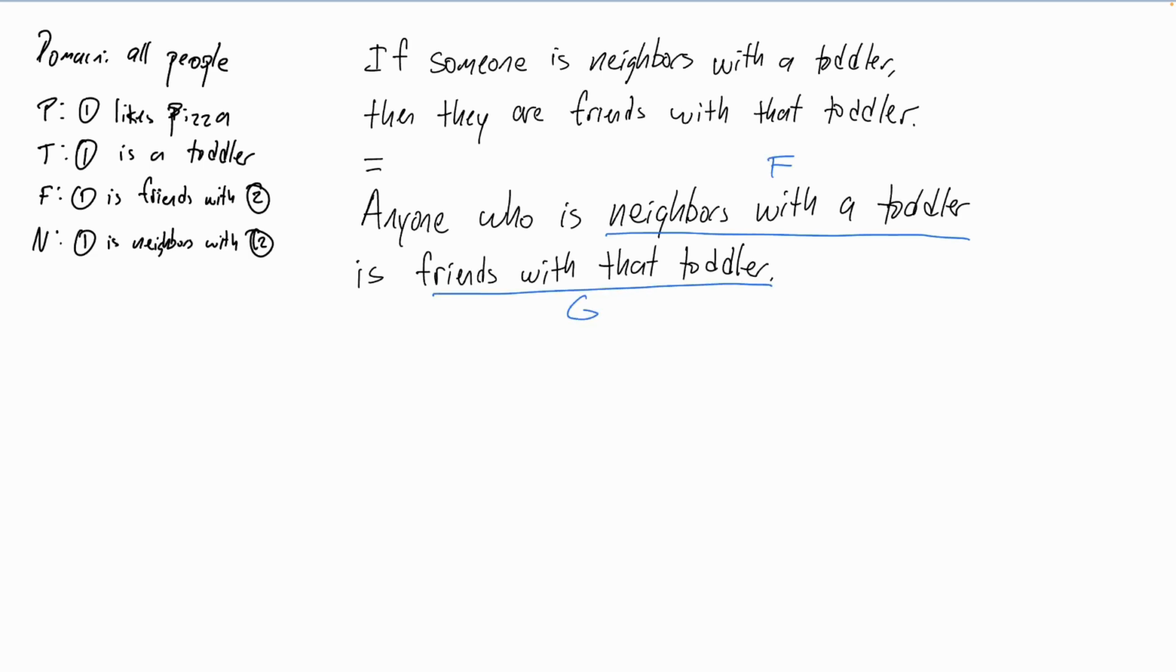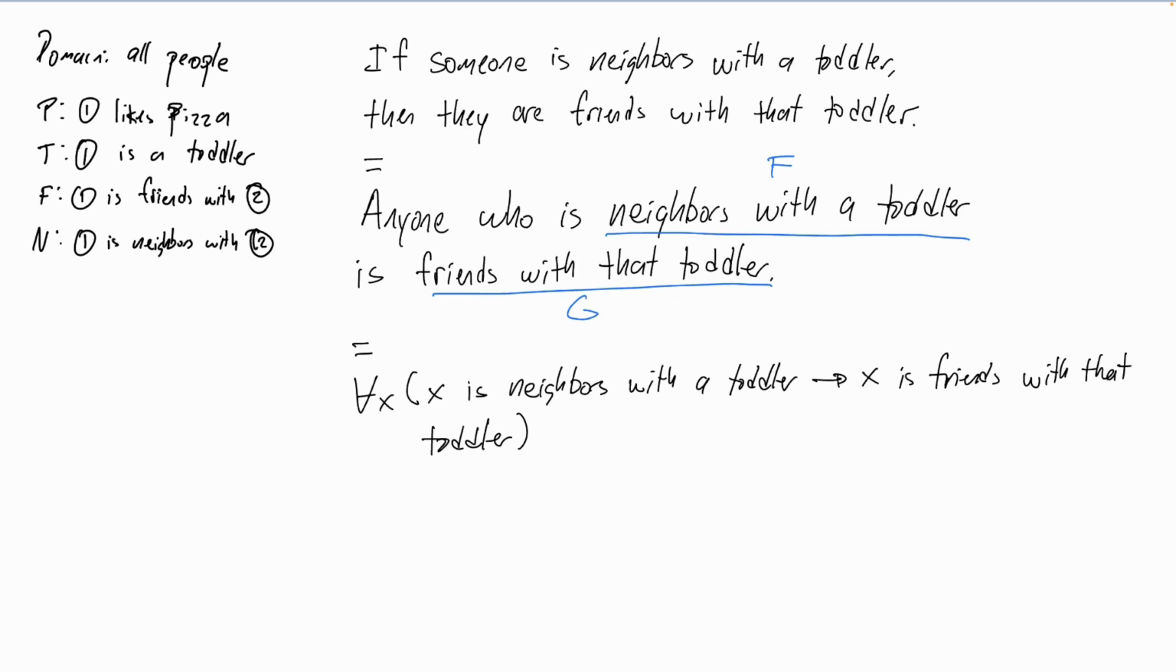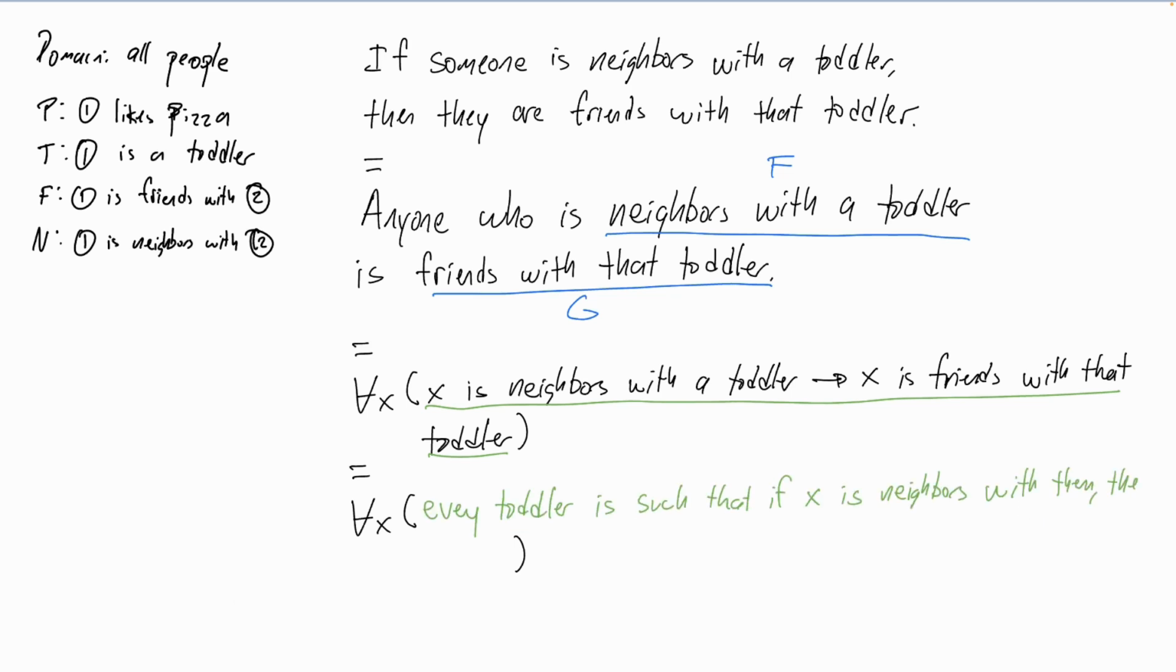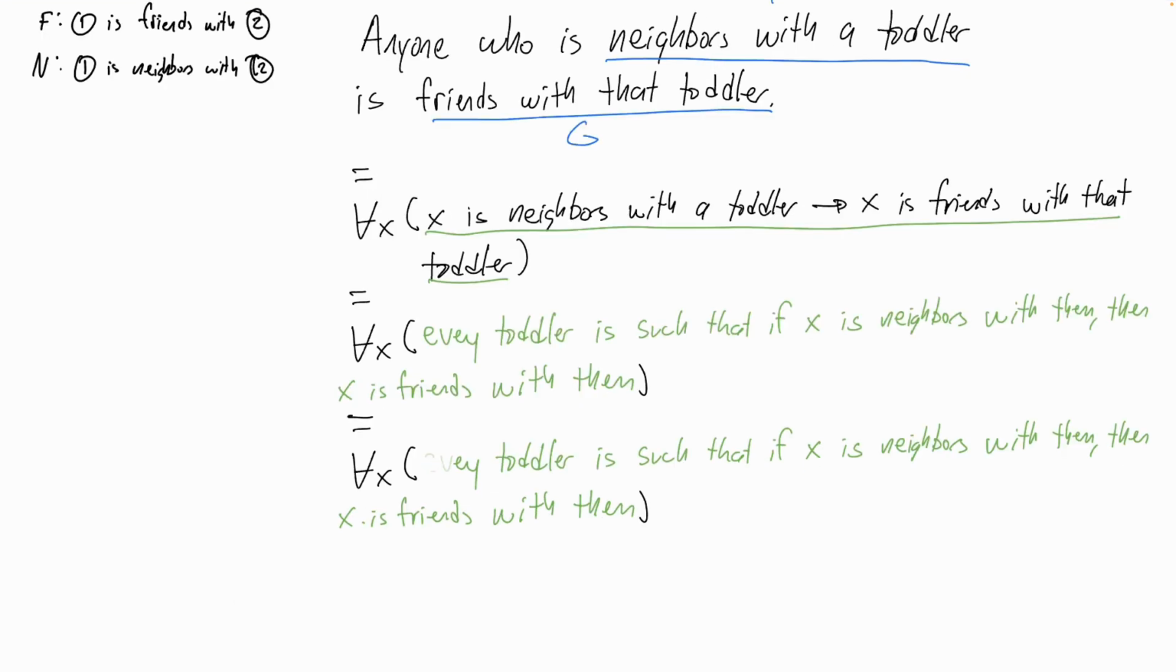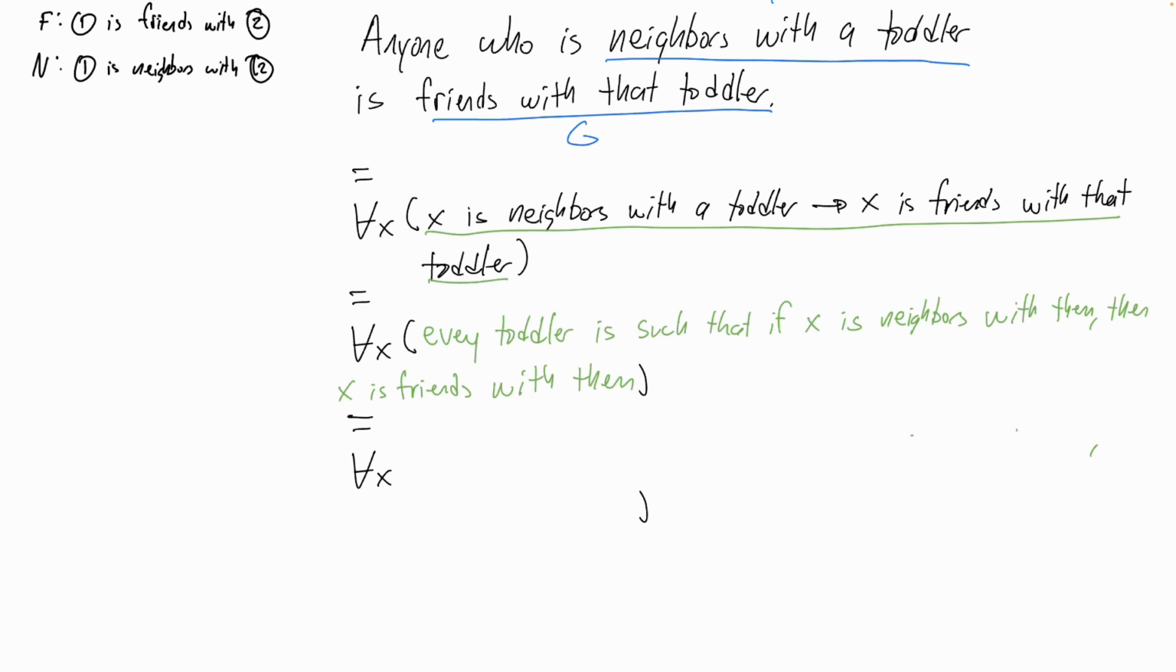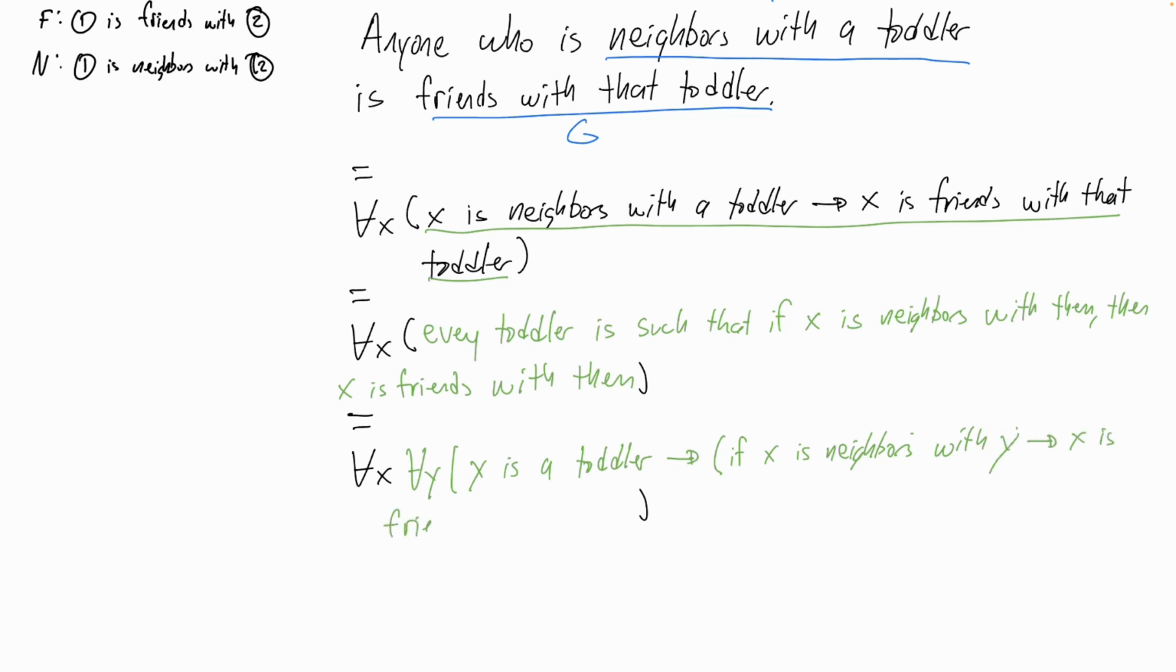So we're going to want to translate it using a universal quantifier out front. We should rephrase it to everything X is such that if X is neighbors with a toddler, then X is friends with that toddler. Now we need to rephrase if X is neighbors with a toddler, then X is friends with that toddler. That can be rephrased as every toddler is such that if X is neighbors with them, then X is friends with them. And that, in turn, can be rephrased as for each thing Y, if Y is a toddler, then if X is neighbors with Y, then X is friends with Y. So we end up with the formula for all X, for all Y, if TY, then if NXY, then FXY.